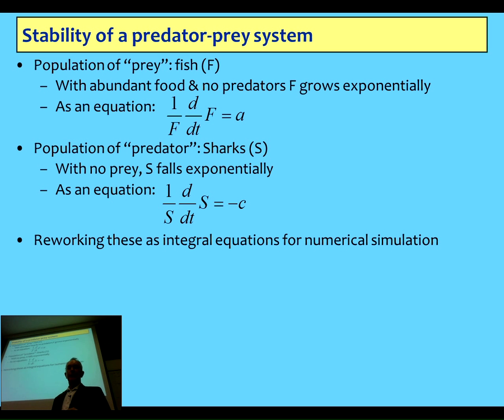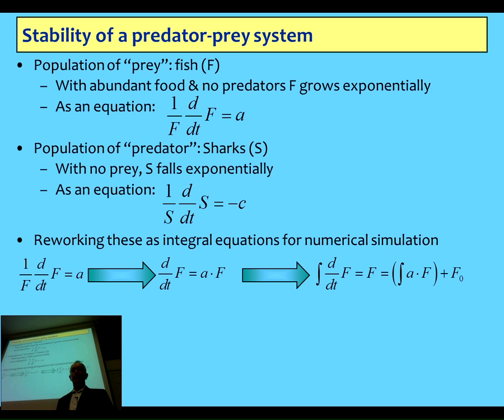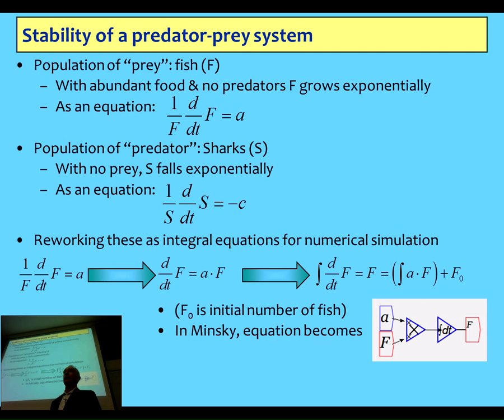Now, if you put those together as an integral equation, what you have to do is first of all start from that expression, which is simply a statement of a percentage rate of change. Then you multiply across by f, so you have a differential equation now, df dt equals a times f, and then you integrate that, and you get the equation finally, f is equal to the integral of a times f plus a constant, which is the initial number of fish. Okay? And you do that in Minsky, that's what the equation becomes. A multiplied by f, integrated, is f. And you put an initial value for the number of fish inside the definition of f.